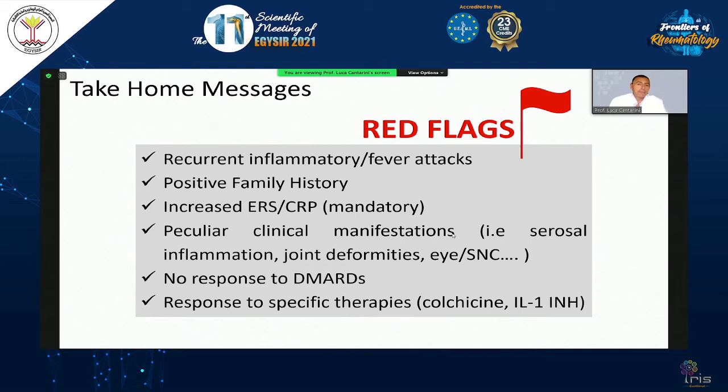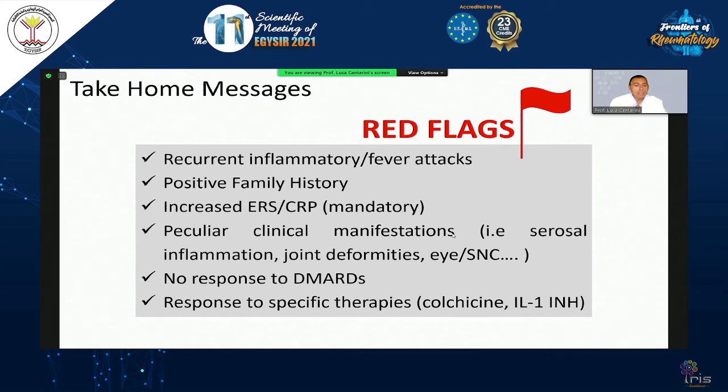In conclusion, patients can be suspected of having autoinflammatory disorders when they display recurrent inflammatory or fever attacks. The presence of a positive family history may be relevant for suspecting an autoinflammatory disorder. The presence of markedly increased acute phase reactants is mandatory, especially during fever attacks, but the presence or absence of peculiar clinical manifestations can also be helpful.